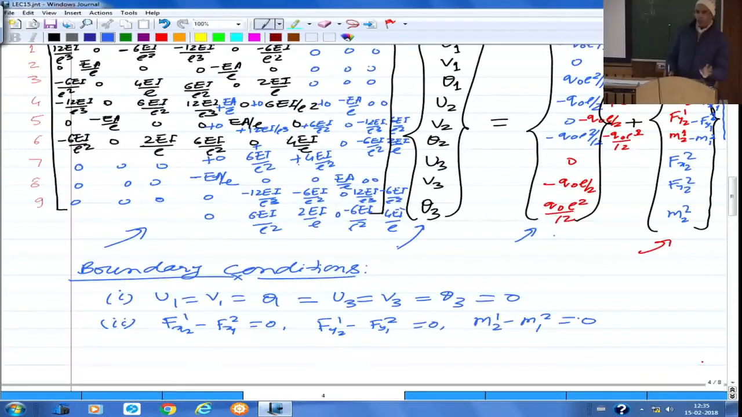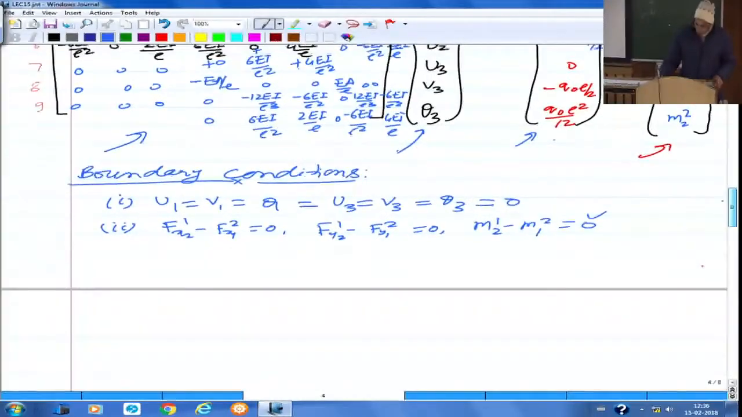If let us say there is a force at node 2 along global x direction, some force Px, and along global y direction there is a force Py, then this would be equal to Px, this would be equal to Py. If there is a moment about positive z axis, this would be equal to M. But for the time being, there are no forces and moments, so I am putting it 0.